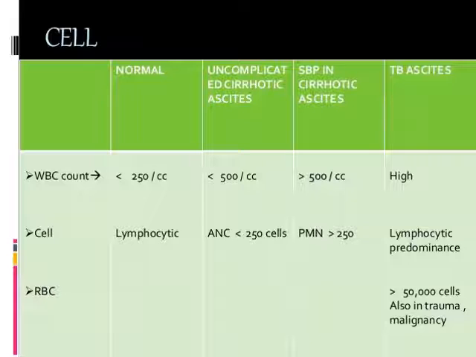A differential cell count, normally lymphocytic. In uncomplicated cirrhotic ascites, polymorphs are less than 250 per cubic mm. In case of spontaneous bacterial peritonitis, polymorphonuclear cells are more than 250 per cubic mm. This is diagnostic for spontaneous bacterial peritonitis in cirrhotic ascites. In case of tuberculous ascites, the differential count is mainly lymphocytic. Also, RBCs are significant if there are more than 50,000 cells in case of traumatic ascites or malignant ascites.